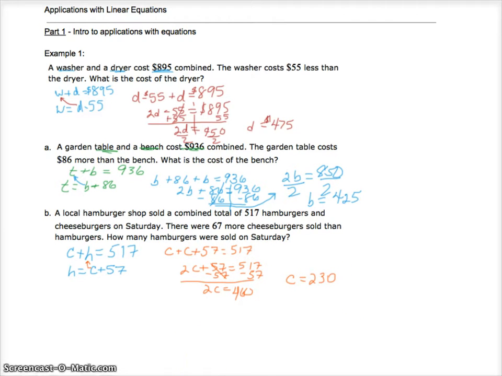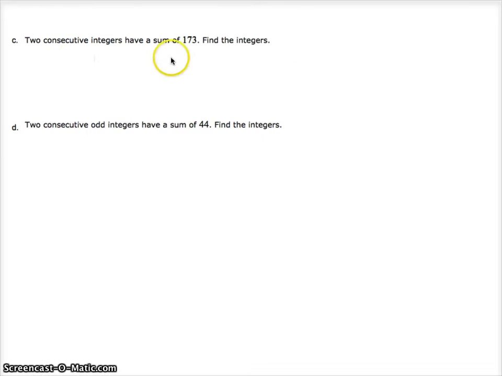Let's look at a couple more examples. I realize these should have been H's. My apologies. Alright, there we go. Let's go look at another couple of examples real quick. Part C and D are to test our number sense.